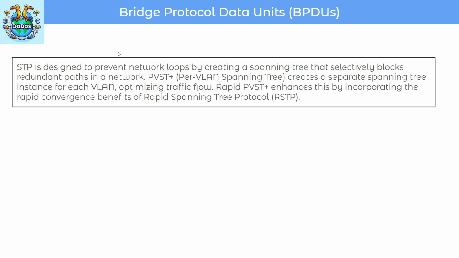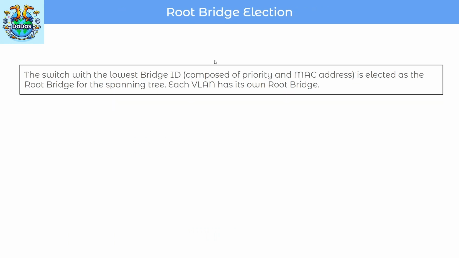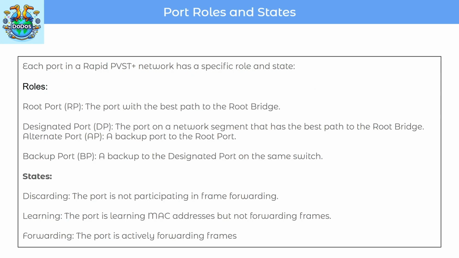Bridge protocol data units, or BPDUs. The switch with the lowest bridge ID, composed of priority and MAC address, is elected as the root bridge for the spanning tree. Each VLAN has its own root bridge.